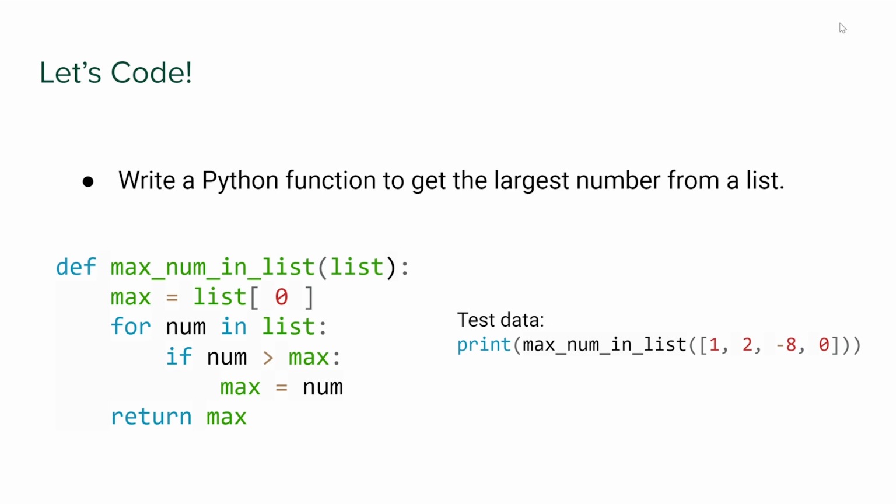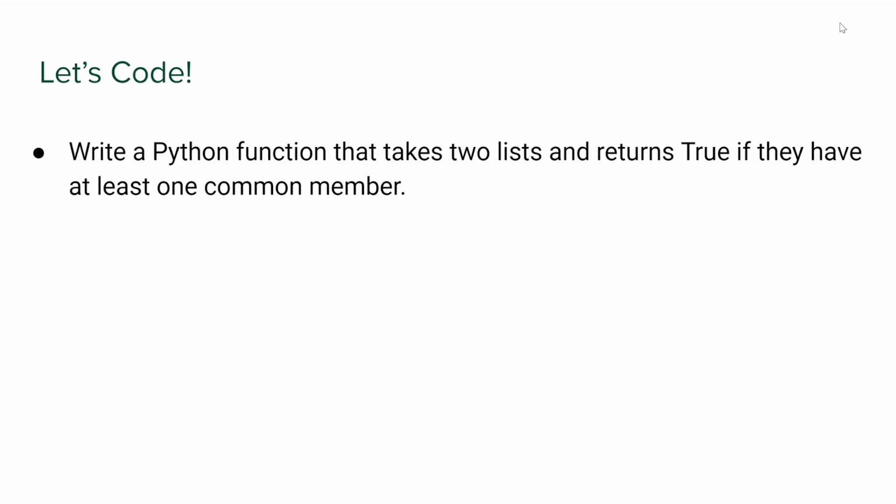Then checking again. First, the max value is 1. Then we're asking, is 2 greater than 1? Yep, it is, so 2 becomes max. Then checking, is minus a greater than 2? Nope. Is 0 greater than 2? Nope. Okay, so 2 is the maximum, and return max returns the maximum value, which is 2 in this case.